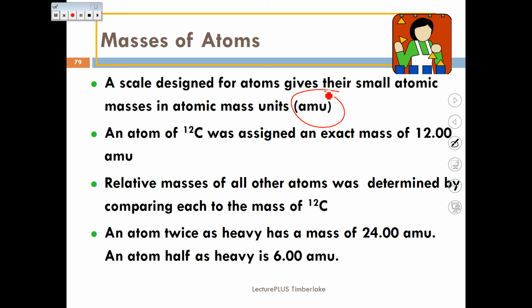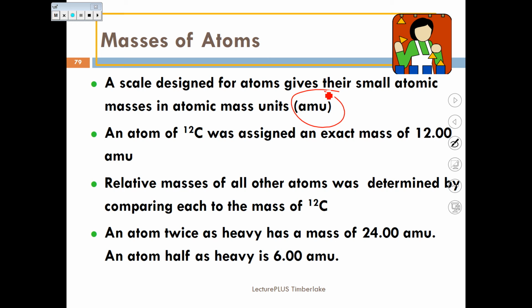Since carbon was the most abundant element back in the day when they were designing the periodic table, they said, this carbon right here, we're going to say, has a mass of exactly 12. Everything else on the periodic table, all the other elements, are relative to that set starting point. So a mass of 24 AMUs means that that atom is twice as heavy as carbon. A mass of 6 AMUs tells you that that atom is half as heavy as carbon.